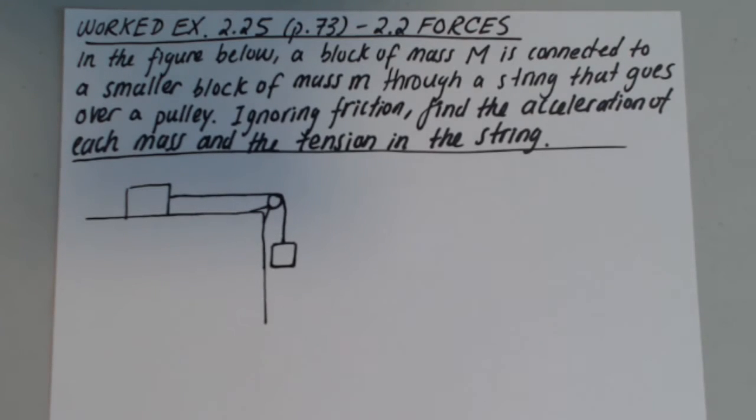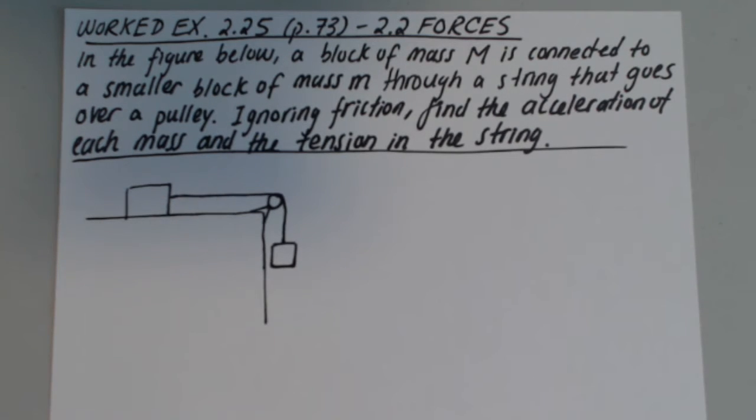Hello and welcome to another worked example in section 2.2 forces. This is worked example 2.25 on page 73. In the figure below, a block of mass capital M is connected to a smaller block of mass little m through a string that goes over a pulley. Ignoring friction, find the acceleration of each mass and the tension in the string.